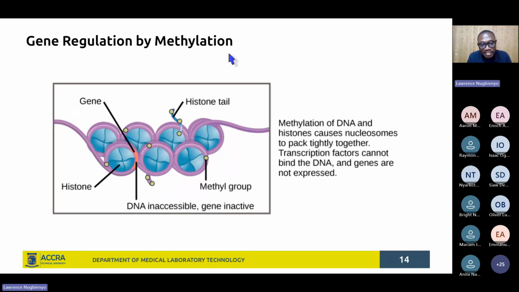When they bind together, in this manner we are seeing, there's a portion here, red, that's a gene that is supposed to get transcribed and get translated. So it's supposed to be expressed. But that gene, when bound like this, becomes inaccessible. And so the gene is inactive. That's a form of regulating the gene.